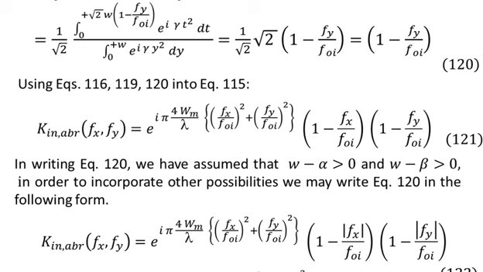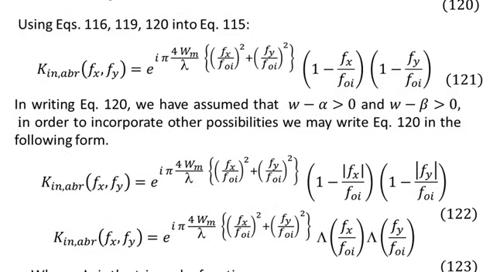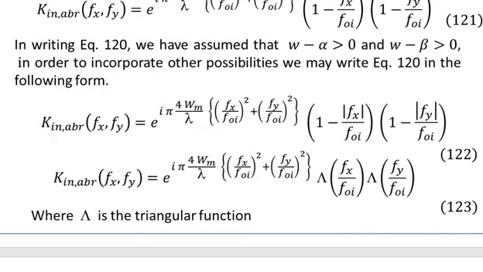In writing equation number 120, we have assumed that w minus alpha is greater than 0 and w minus beta is greater than 0. In order to incorporate other possibilities, we may write equation number 121 in the following form. So we have replaced fx by mod fx, and we have replaced fy by mod fy, so that we can include the other possibilities. And then in equation number 121, the parameters in the parentheses can be replaced by the triangular function as given in equation number 123. So we have the triangle function of fx over f0i, and the triangle function of fy over f0i, where the symbol is used as a triangle function.